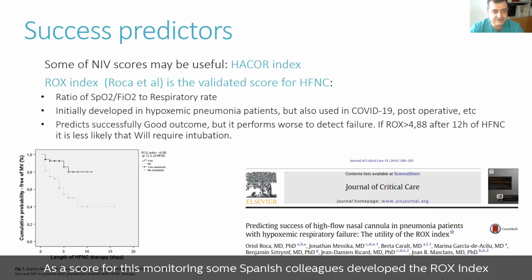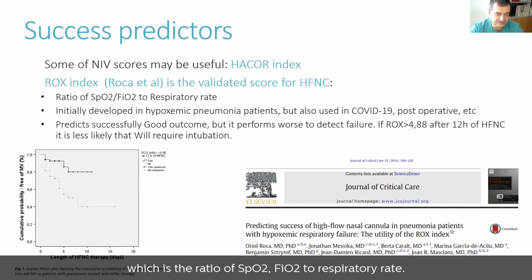As a score for this monitoring, some Spanish colleagues developed the ROX index, which is the ratio of SpO2/FiO2 to respiratory rate. It was initially developed in hypoxemic pneumonia patients, but it has been widely used also in COVID-19 or in postoperative care. It is pretty good at predicting the patients who will perform well. If you have a ROX index after 12 hours of high flow over 4.8, it is not likely that you will require intubation.